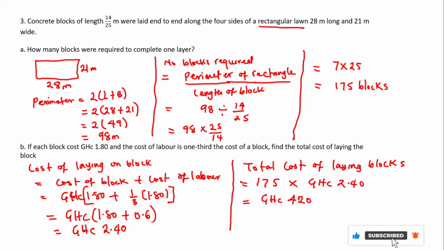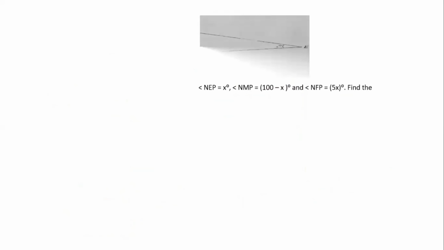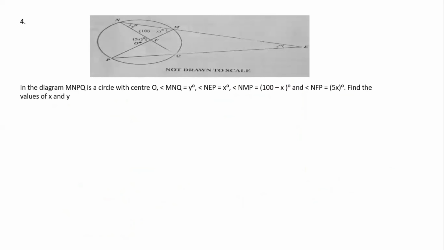All right, so question 4. Oh, this is on circle theorem. So for us to solve this, it says in the diagram, MNPQ is a circle with center O. Angle NMQ is y. Angle MEP is x. And angle NMP is 100 minus x degrees. And angle NFP is 5x degrees. Find the values of x and y.